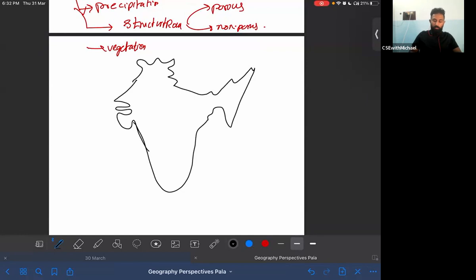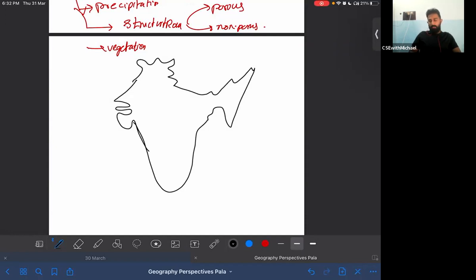Sedimentary formations like alluvial sediments of river basins, coastal areas, and deltaic areas will have primary permeability, which leads to high infiltration of water.